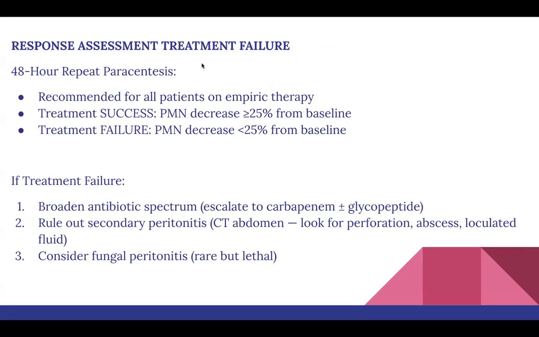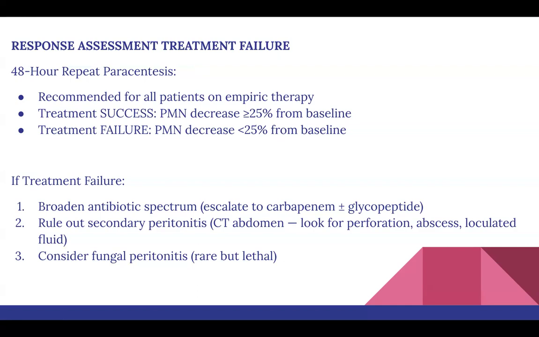Okay, and then we look at the response to treatment. In 48 hours, you do a repeat paracentesis, which is recommended for all patients on empiric therapy. To evaluate for treatment success, there'll be a decrease in the PMNs of greater than or equal to 25% from baseline, and failure if the PMNs decrease by less than 25% from baseline. Now, if there's treatment failure, you could broaden antibiotic spectrum. So you can escalate to carbapenem plus or minus a glycopeptide like vancomycin.